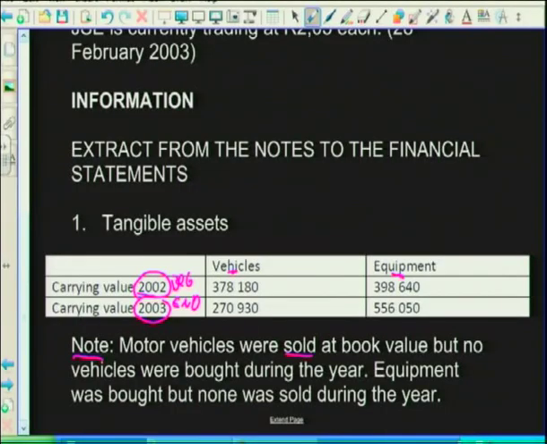Note, motor vehicles were sold at book value, but no vehicles were bought during the year. So we did have vehicles that were sold. The next bit of information: equipment was bought, but none was sold during the year. So we've got equipment that was bought or purchased during the year.